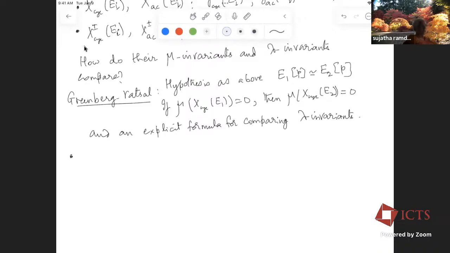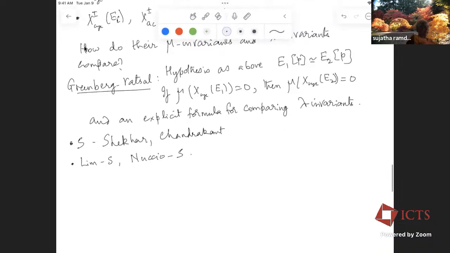And then similar results have been extended. For instance, you can look at my work with Sudhanshu. Chandrakant also did this in the setting of Hida families. And then later, Meng-Fai Lim and I proved this, and also with Filippo Nuccio, we carried this further to bigger extensions. But today, we wanted to investigate. So now the relevant conjecture we want to address is the following.